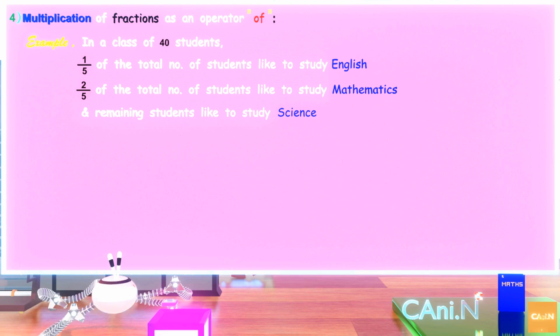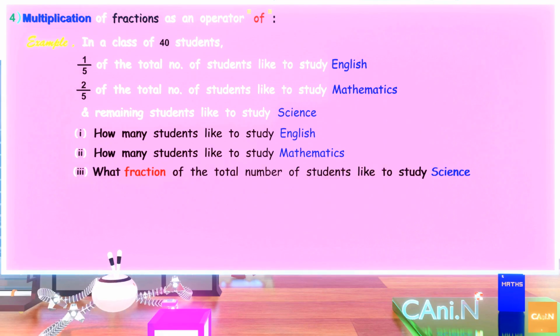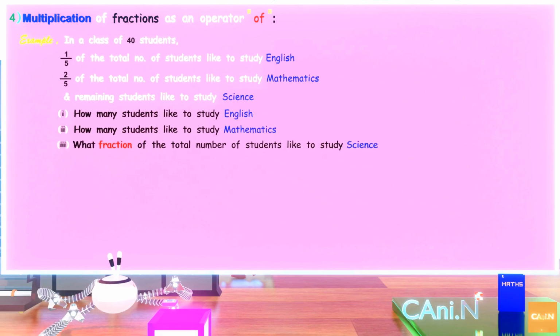and remaining students like to study science. How many students like to study English? How many students like to study mathematics? What fraction of the total number of students like to study science?